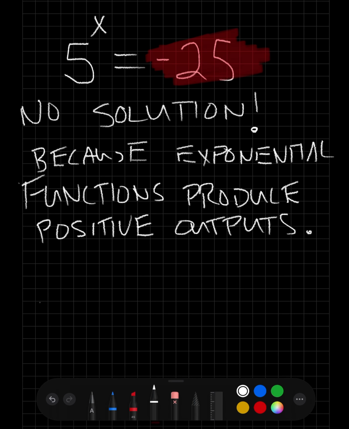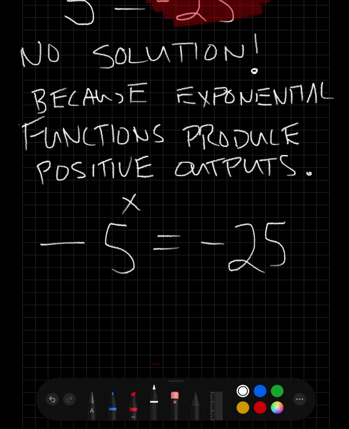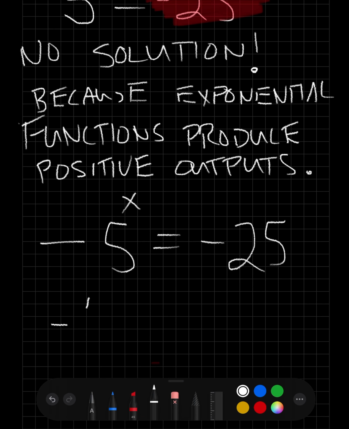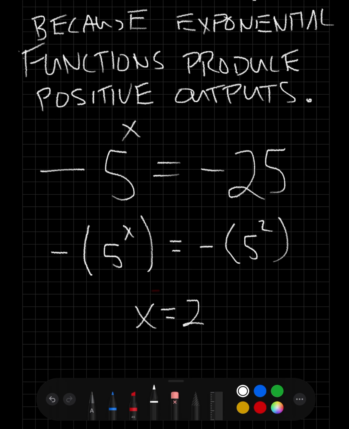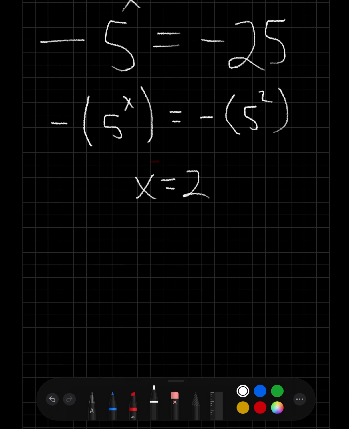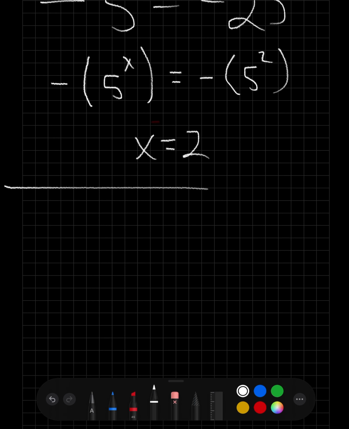I could change this to give myself a solution. If I asked you, what's negative 5 to the x equals negative 25? And then maybe you could think of it like this. Negative 5 to the x equals negative 5 squared. And so x equals 2. That would have a solution. But notice I have to change the outputs of my function in some way in order to get that negative value. So be on the lookout for that.